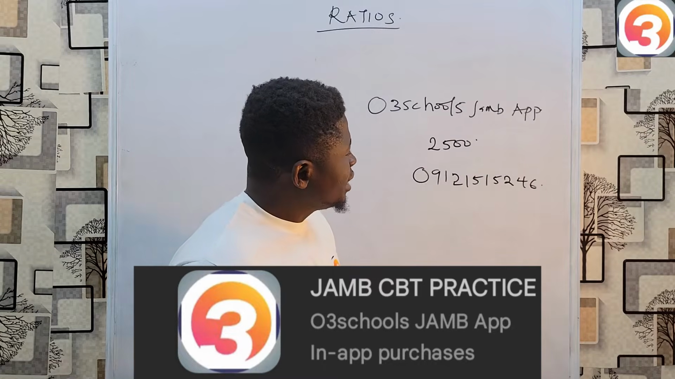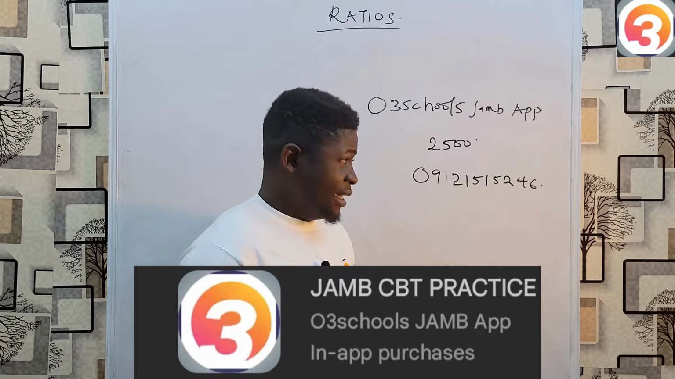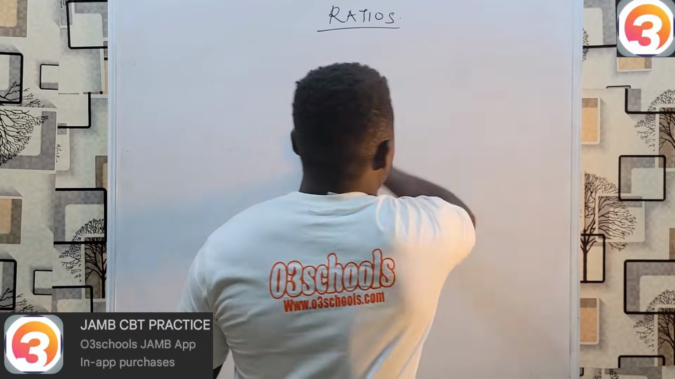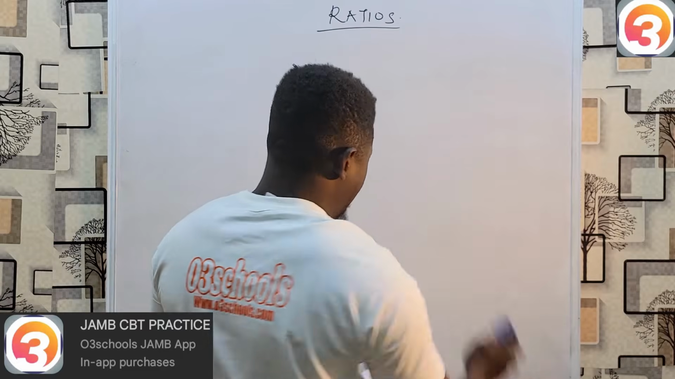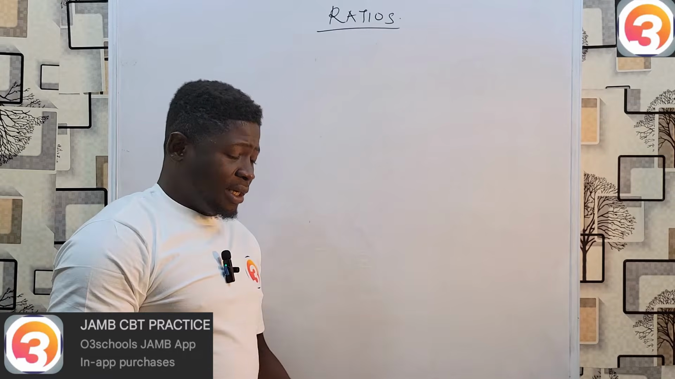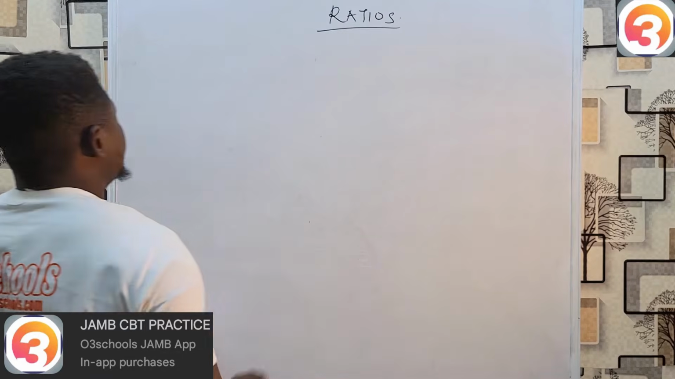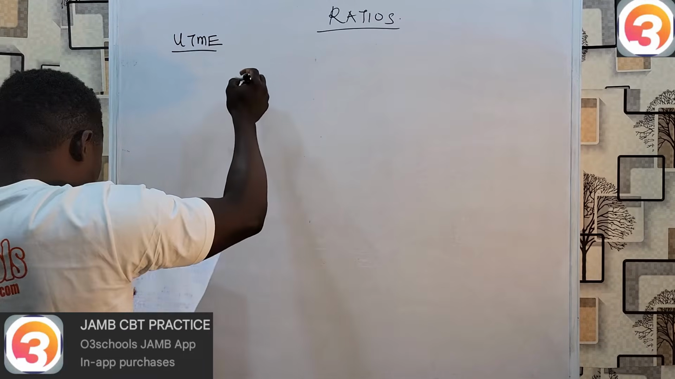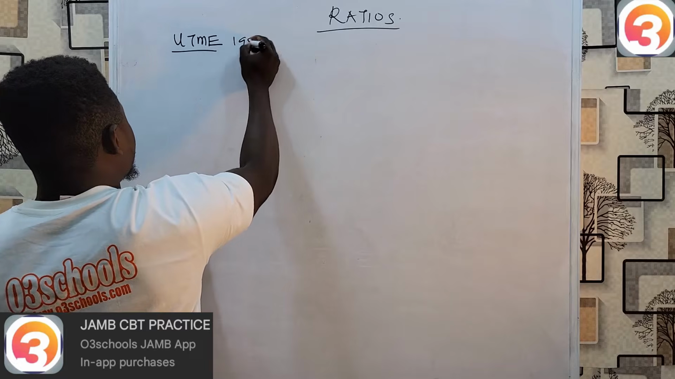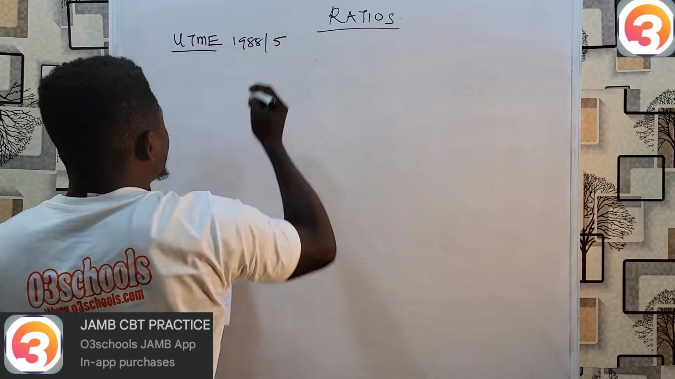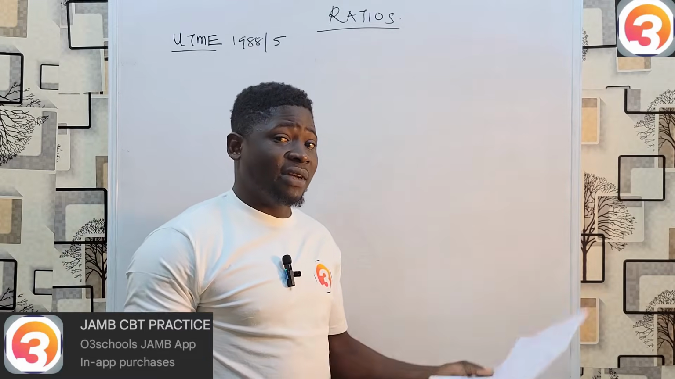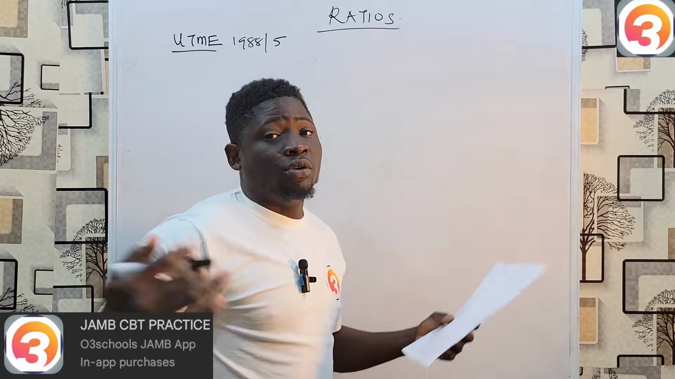So without further ado, let's go ahead. So now let's see questions from ratios. Are ratio questions set in JAMB? So we are going to be taking this question. All these questions are from the JAMB app. This is UTME 1988 number 5. So this is a JAMB past question. I'm going to make this part faster because I'm going to write the question on the board.